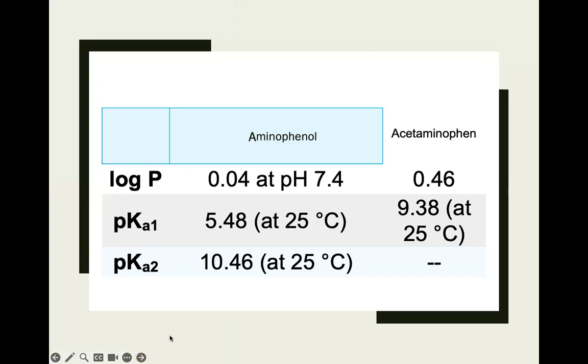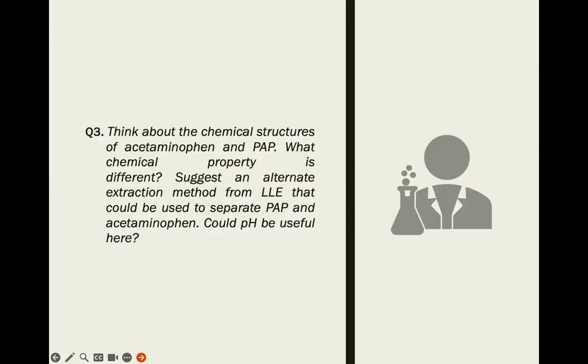So when we talk about extraction, not just the solvent, but also the pH of the solvent. You have to optimize the pH in order to have a good extraction or a good yield after the extraction procedure. So this is something that should be in your mind before we discuss further on the theoretical part. Think about the chemical structures of acetaminophen and PAP, the aminophenol.